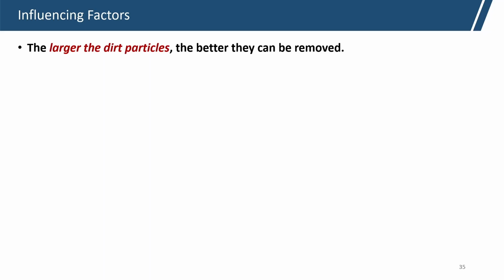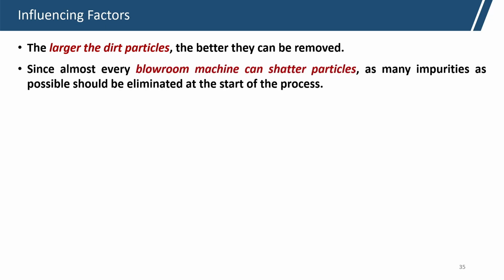The larger the dirt particle, the better is the removal efficiency. Finer particles will adhere to the surface. Okay. Since almost every blow room machine can shatter particles, as many impurities as possible should be eliminated at the start of the process, because suppose this is the first blow, here particle sizes are larger, and larger particles are heavier particles that can be removed easily at that stage.